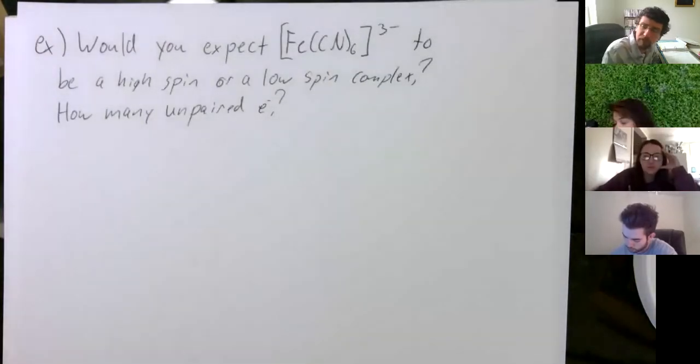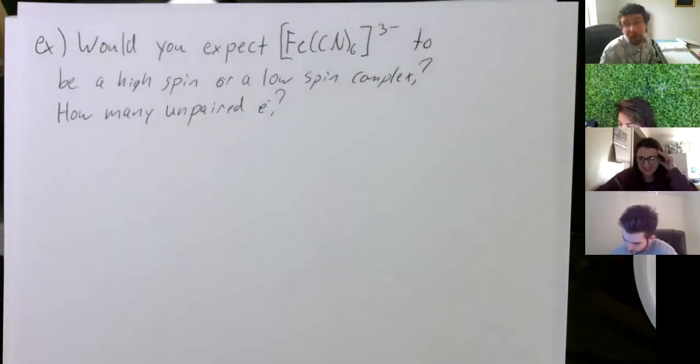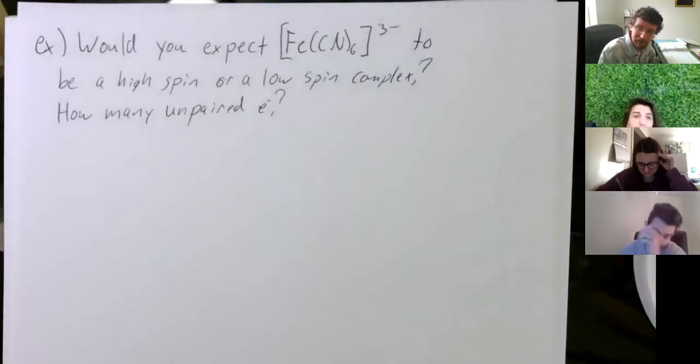Okay. First thing we have to do, what do we want to figure out? If it's high spin or low spin. What do we have to determine before that? What type of ligand cyanide is. Okay, let's consider that.